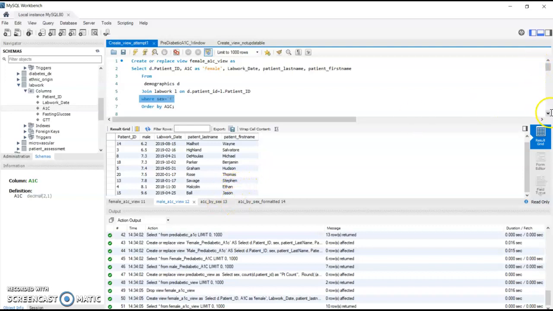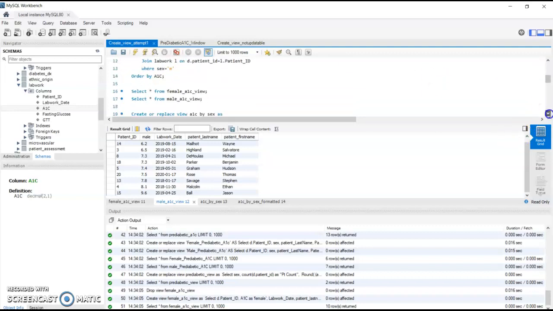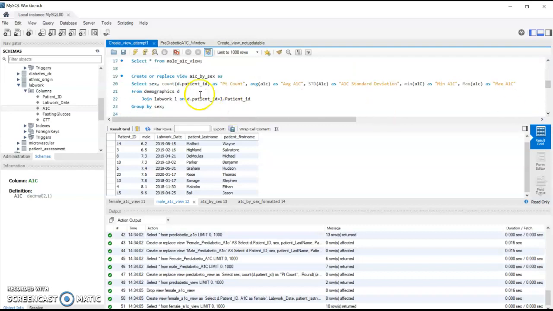The next table that I created is this A1C by sex. I have my sex. I counted up the patient IDs, my average A1C, my standard deviation, my minimum A1C, my maximum A1C, again joining my two tables, my demographic and my lab work, and then I'm grouping it by sex.